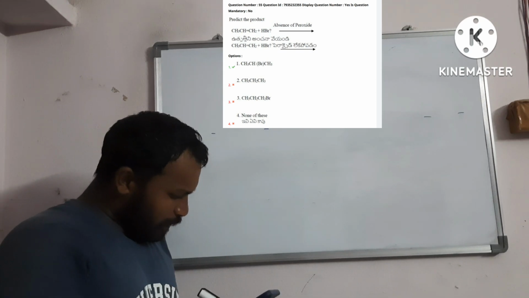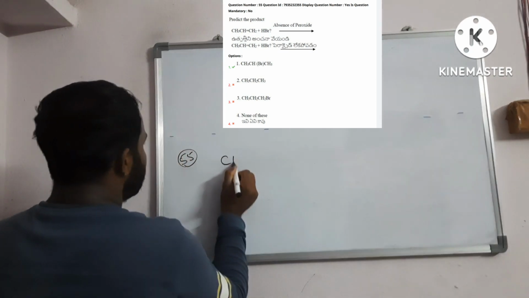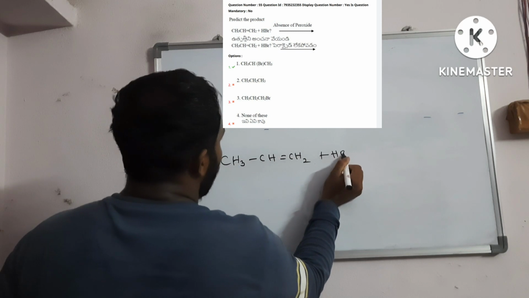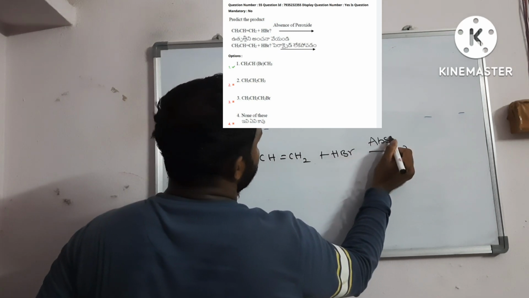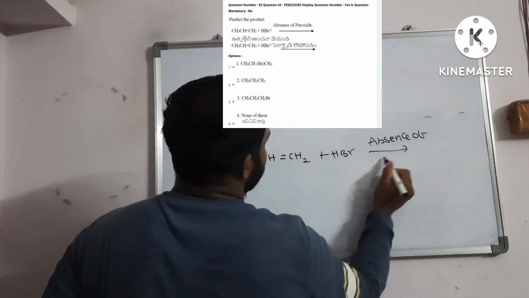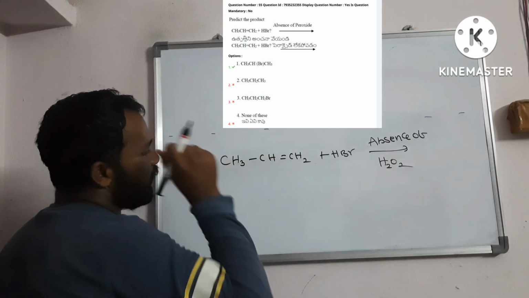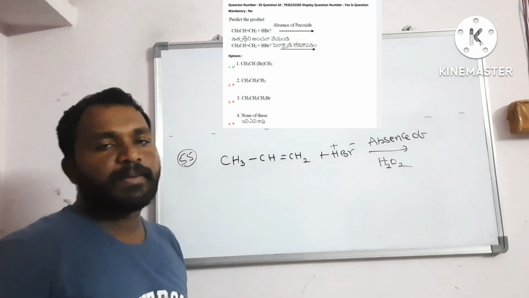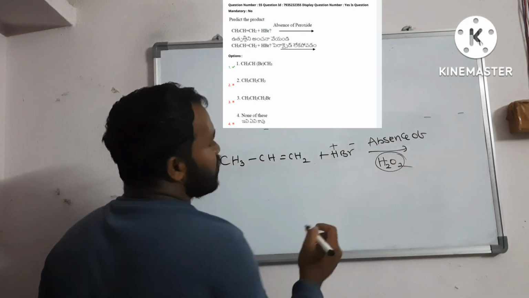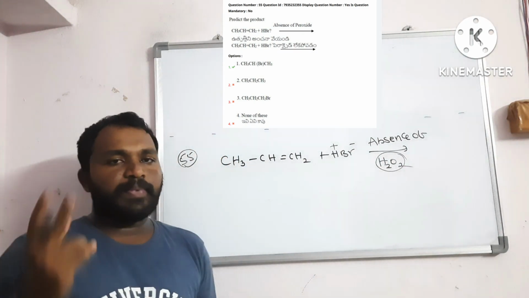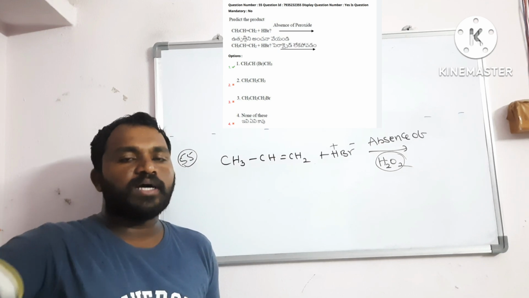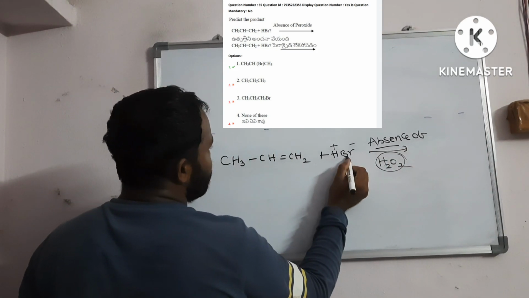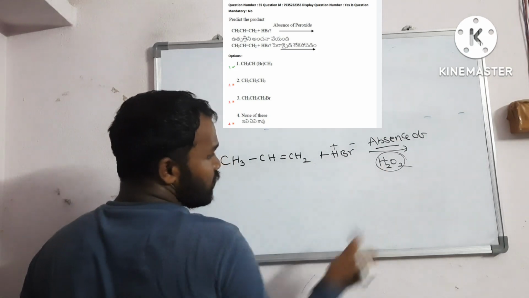What is that? Predict the product. What is the reaction they gave? CH3CH=CH2 plus HBr, absence of peroxide. Absence of peroxide means absence of H2O2. Here generally H plus and Br minus exist. In the presence of peroxide, it undergoes the anti-Markovnikov rule. In the absence of H2O2, it undergoes the Markovnikov rule.